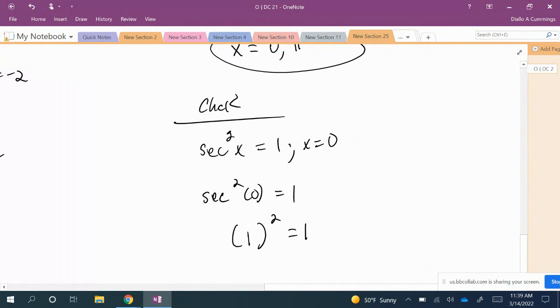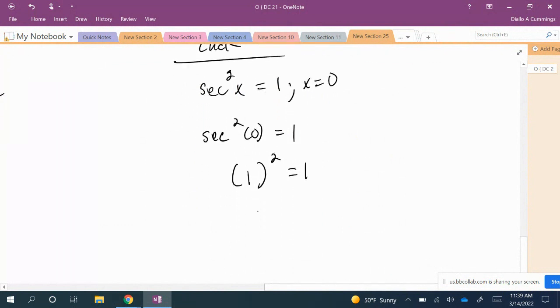Right? So we're going to substitute 1 for the secant of 0. 1 squared is 1, so we have both sides equal. All right, so we know that 0 is a solution.